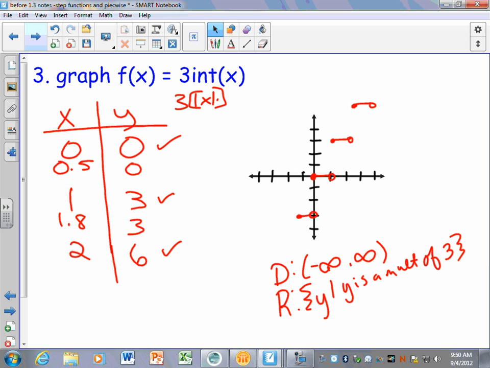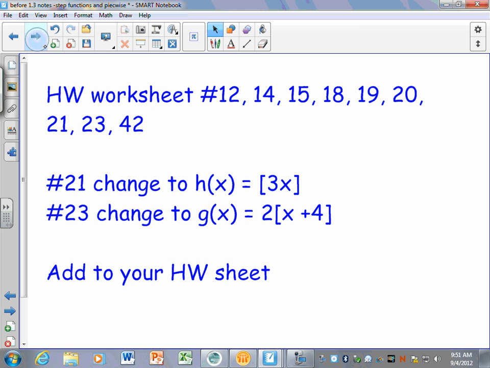Now I had more notes for this because we didn't even get to the piecewise functions. So this is going to change what your homework is tonight. We'll have to finish this tomorrow. So here we go. Right now, you can only do 20, 21, 23, and 42. So you only have 4 problems. But I don't like some of these problems, so I kind of made my new problems.